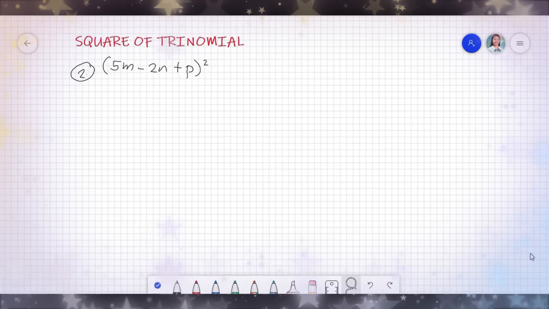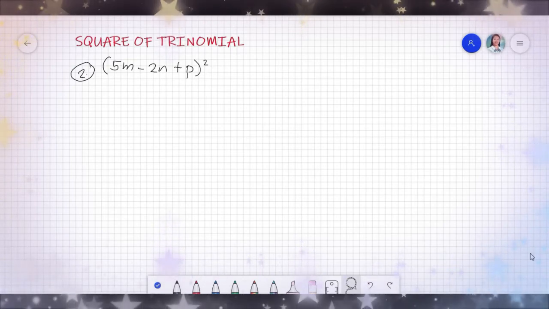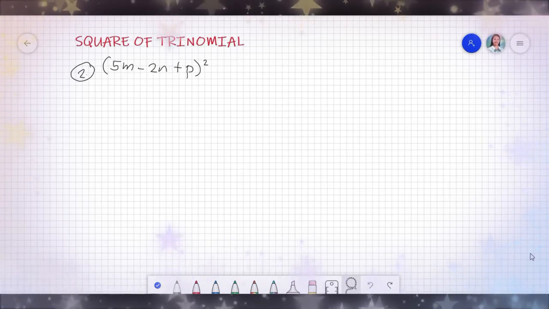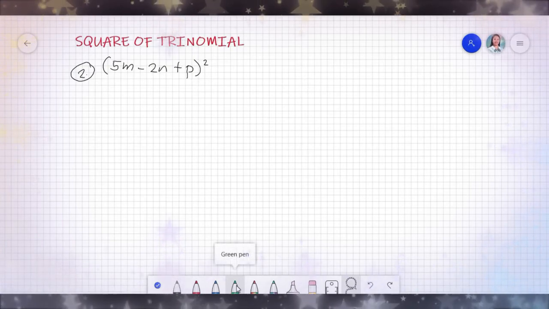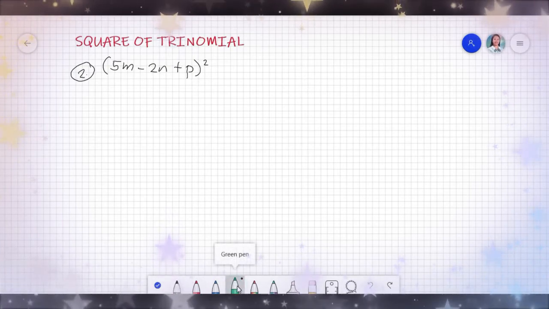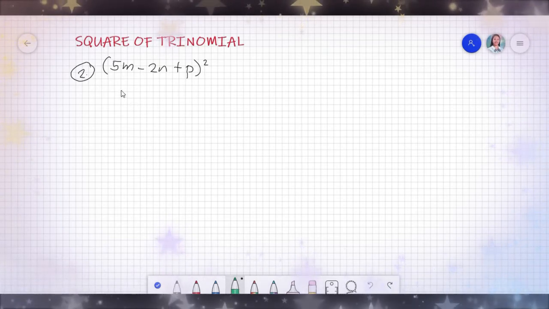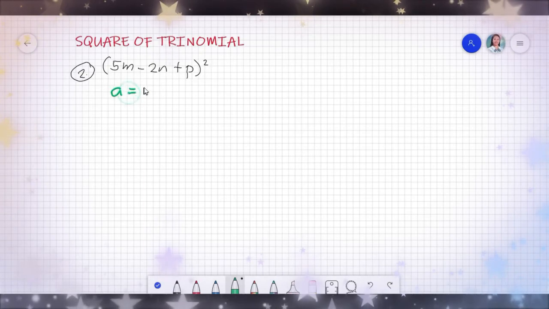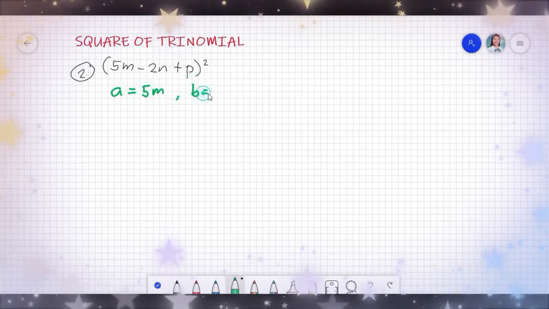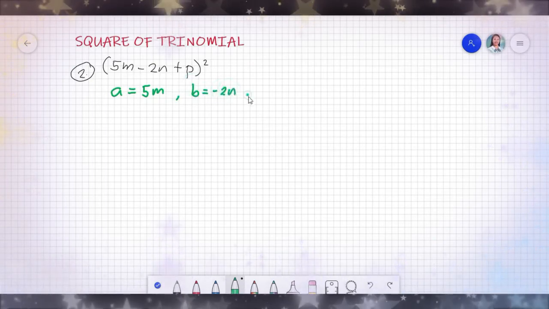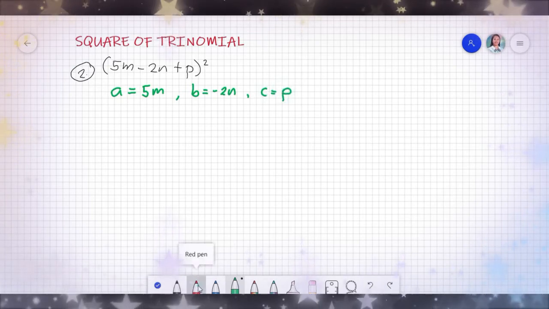Now let's have another example: (5m - 2n + p) squared. Okay, what did I tell you in the previous video? The first thing that you're going to do is identify your first, second, and third term. So the first term is 5m, the second term is negative 2n, and the third term is p. And the second step, you need to write first the pattern.